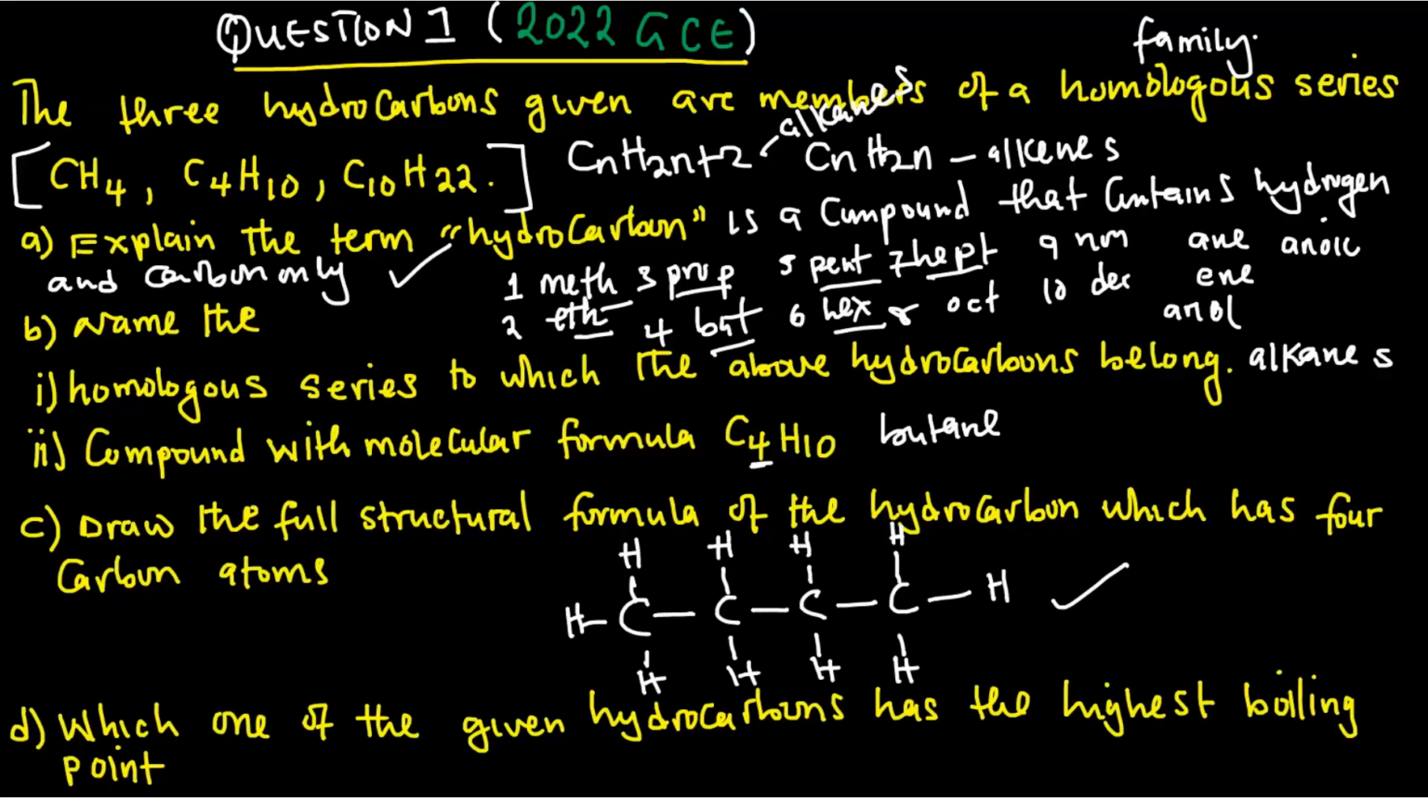This means that if we compare the first one and this one, this one has the higher boiling point. If we compare the 3, the one with the highest boiling point is this one. So what are you going to write here? The one with the highest boiling point is C10H22. So that is the answer to this question.